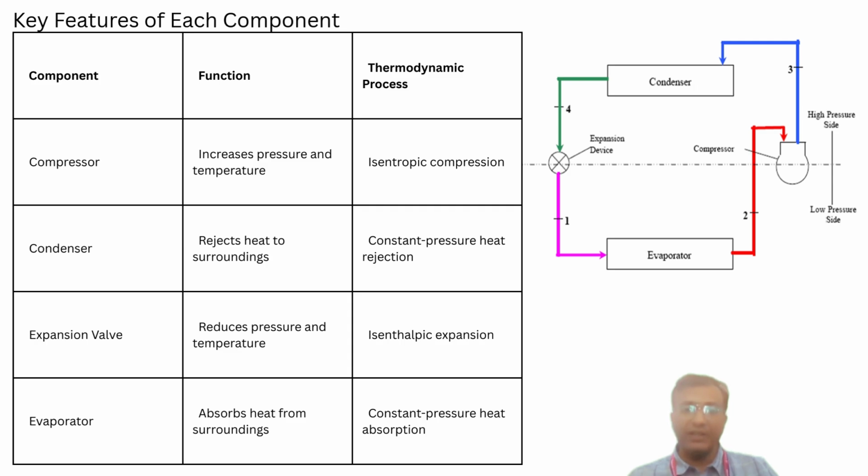Now here, the table sums up the important role of the different components. The compressor compresses, the condenser rejects heat, the valve expands, and the evaporator absorbs heat. Understanding their thermodynamic roles helps engineers design efficient systems, like air conditioners with quieter compressors or refrigerators with a good COP. Next, we will see the vapor compression system which is used in the real world.